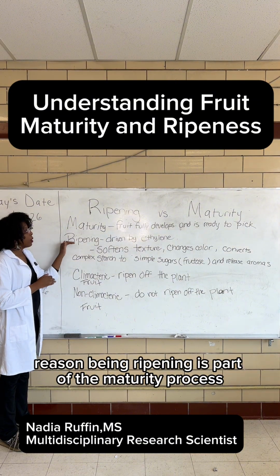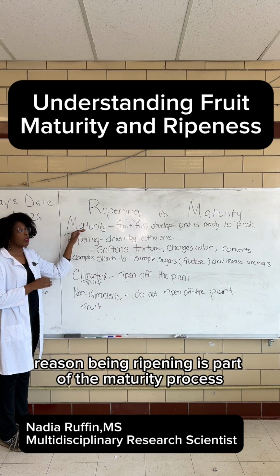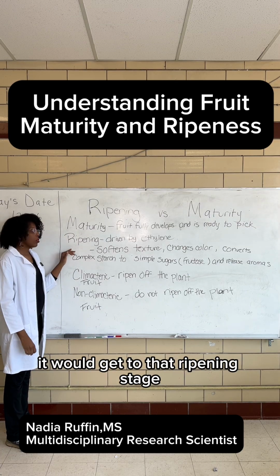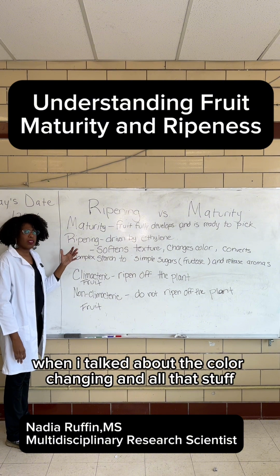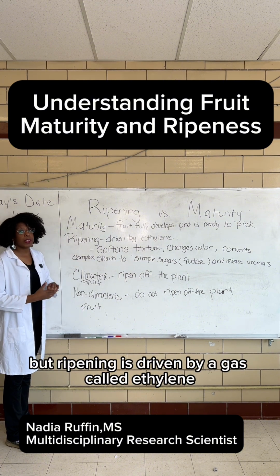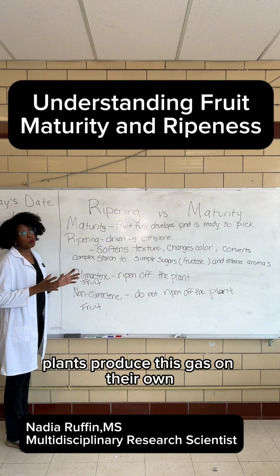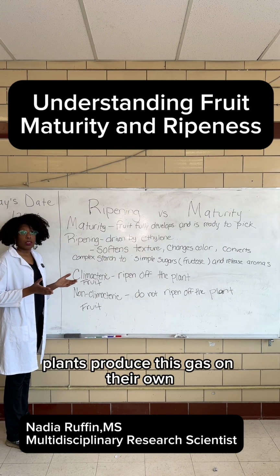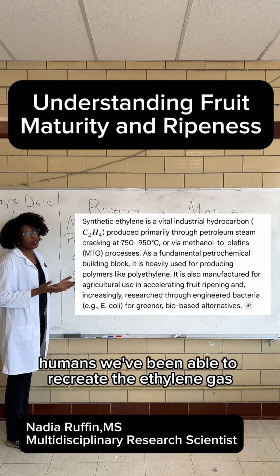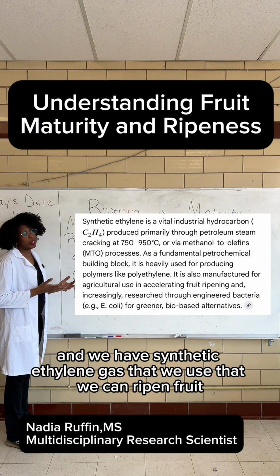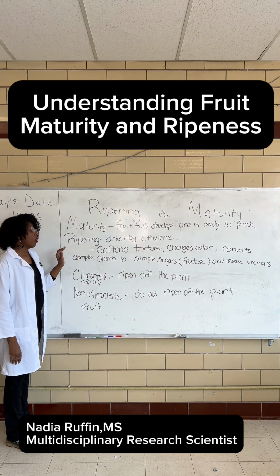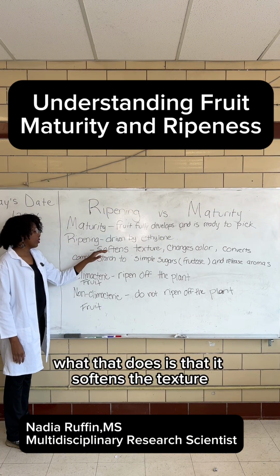Now, maturity differs from ripening. Reason being, ripening is part of the maturity process. If you are allowing the fruit to mature on the plant, it would get to that ripening stage where the color changes and all that. But ripening is driven by a gas called ethylene. Plants produce this gas on their own out in nature. Humans have been able to recreate it, and we have synthetic ethylene gas that we use to ripen fruit.